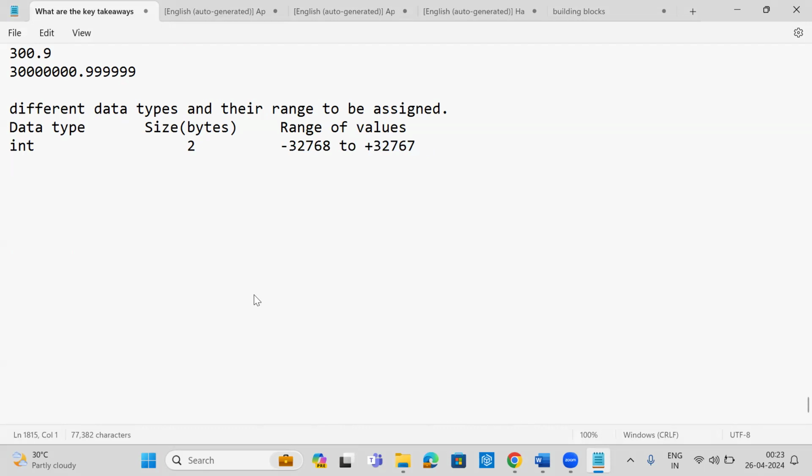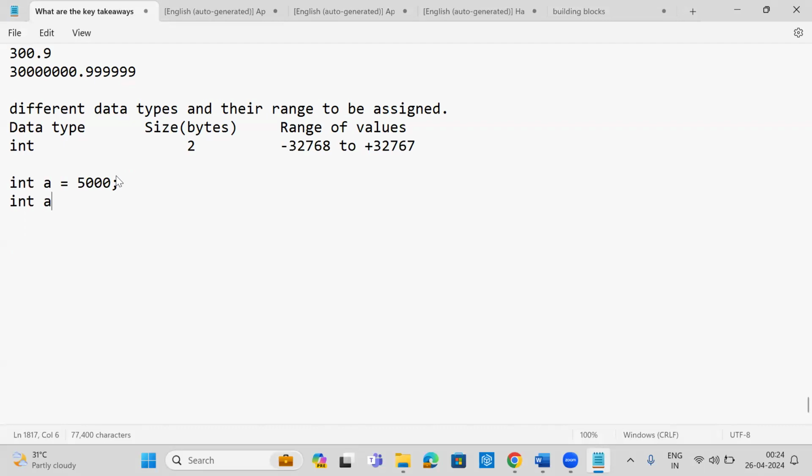For example, to make you understand better, I will write like this: int a equals 5,000. So here, as you can see, a is a variable identifier of type integer, meaning a can hold an integer value. I have assigned an integer value 5,000. So this is a valid range. It falls in this range. So you can easily store 5,000 in the memory.